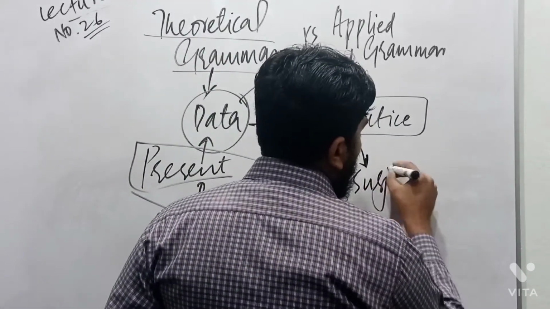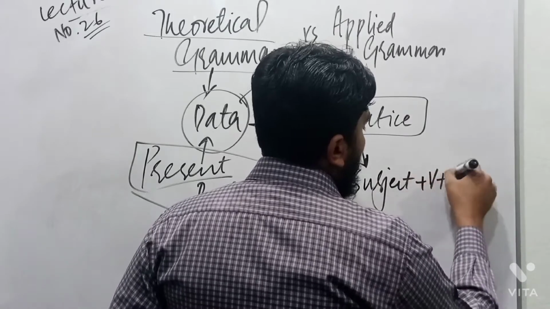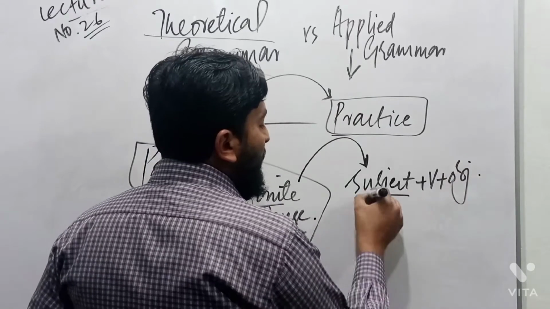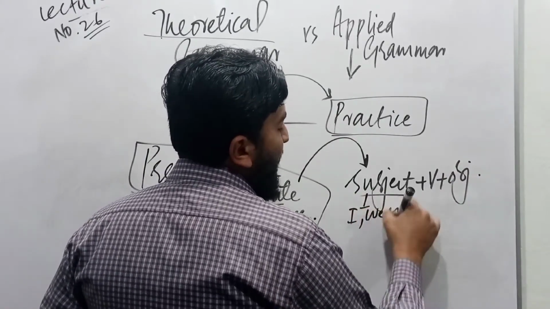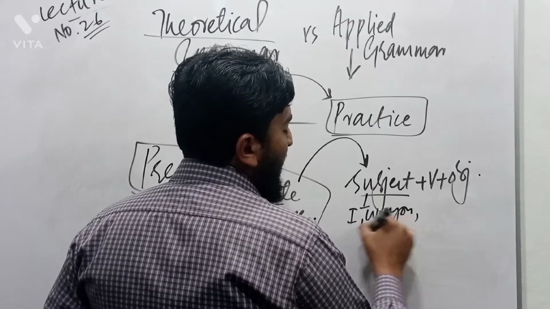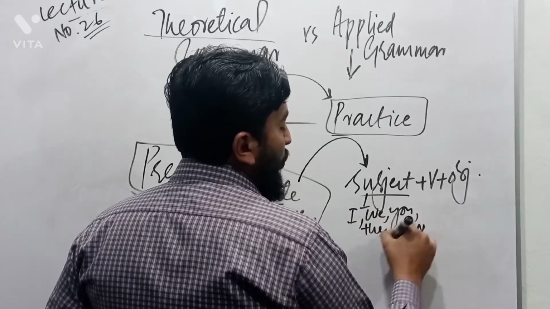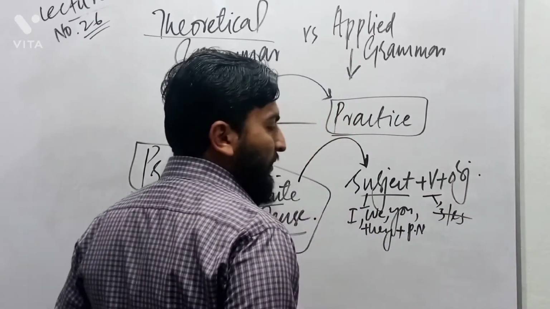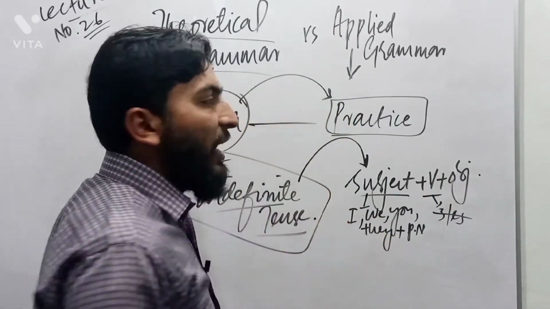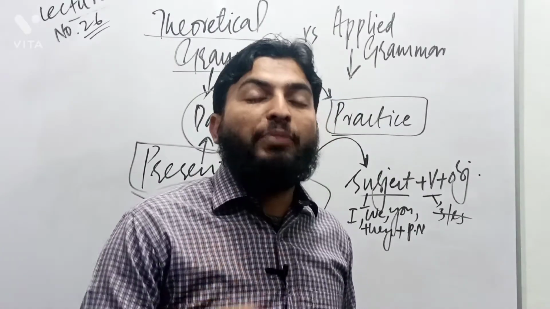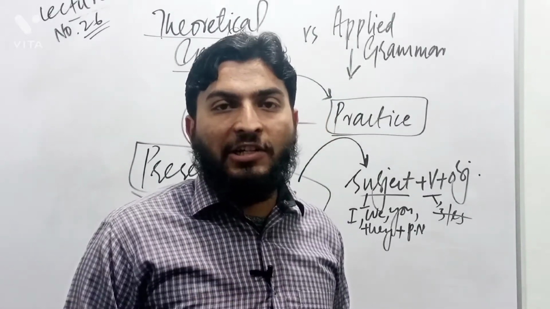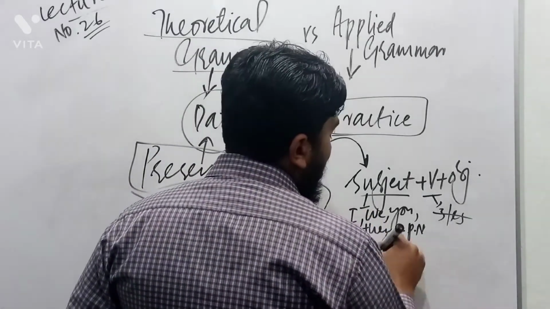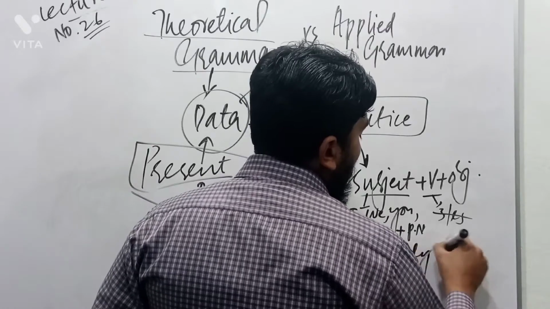He says that there is subject, there is verb, and there is object. When the subject is I, we, you, they, plus a plural noun, we should not add s or es to the verb. This shows that the applied grammarian teaches it practically to the students, to the learners, and he practically applies it. So we say, we study English.